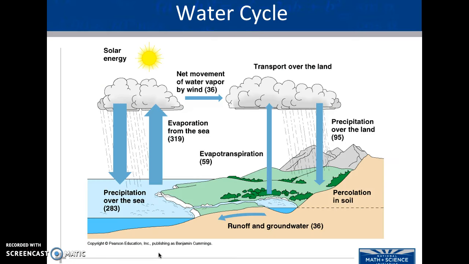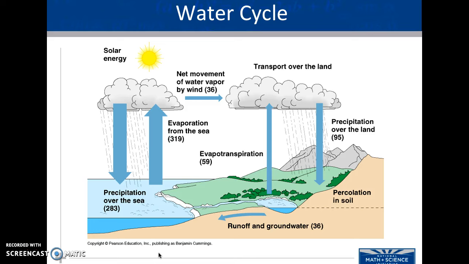The water cycle. Hopefully we know this one. This is where our water is traveling. This is kind of the short version. We see that precipitation, the falling of water from clouds, either as rain or snow or hail or sleet or any sort of water coming from the clouds. There's a couple ways that it can end up back in the clouds. The most common one is evaporation from the sea. This happens all the time.